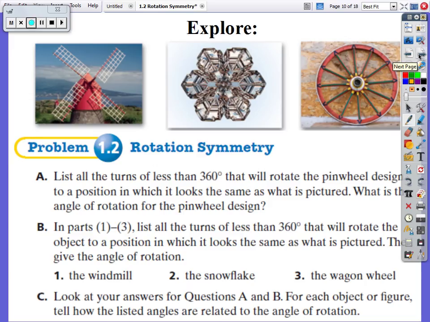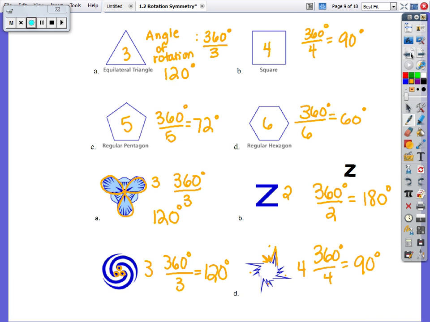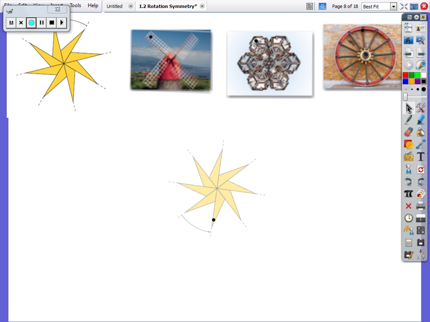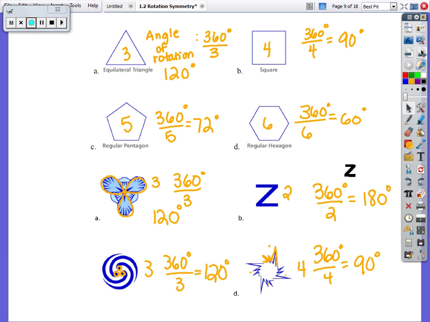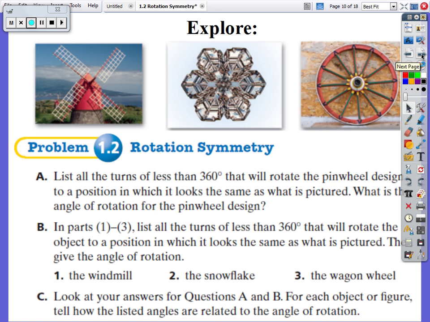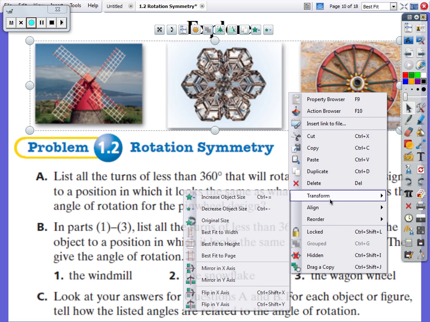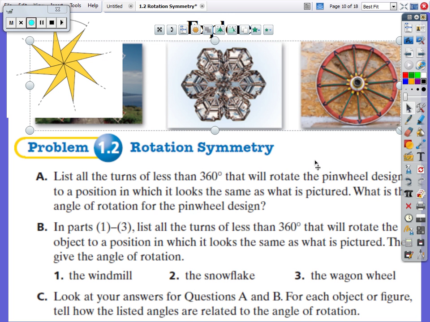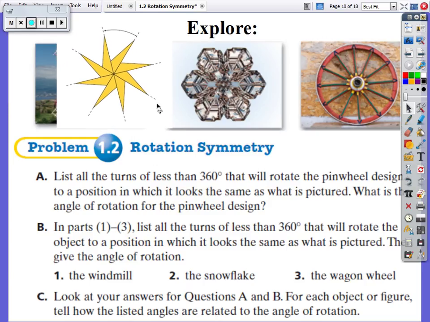A and B, so what A and B are asking you, A is talking about the pinwheel. So I'm going to go back and grab this pinwheel here really quick, and then we'll bring it back to this page with us really quickly. We'll just put that up here for now, and then we'll take it off when we need to.